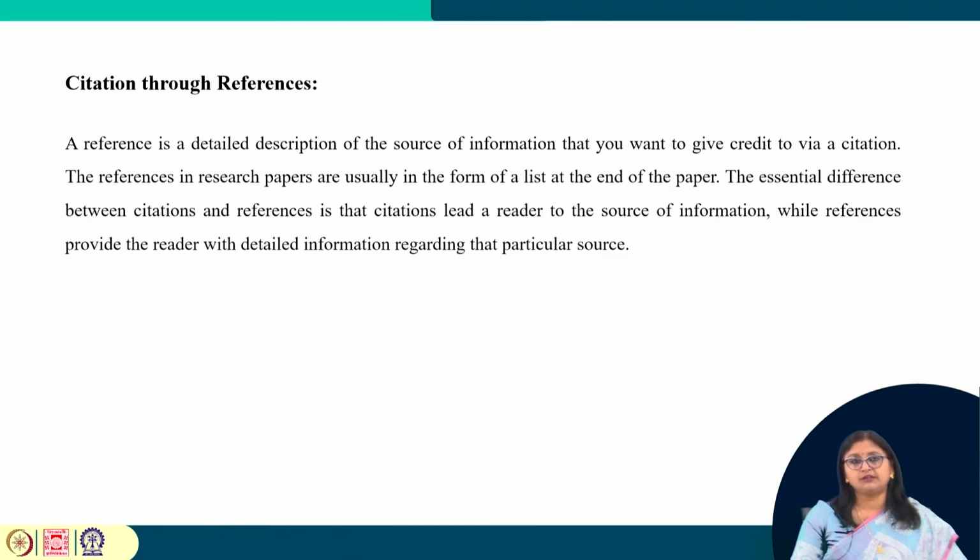Now, citation through references. In our syllabus, we have three things: citation through references, bibliography, as well as annotated references. So, here, citation through references. A reference is a detailed description of the source of information that you want to give credit to via a citation. The references in a research paper are usually in the form of a list at the end of your paper. The essential difference between a citation and a reference is that citations lead a reader to the source of information, while references provide the reader with detailed information regarding that particular source.